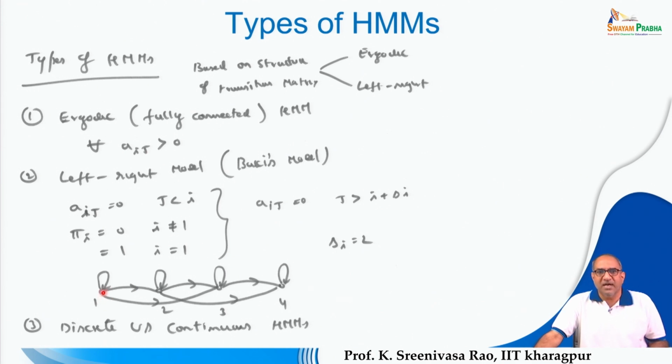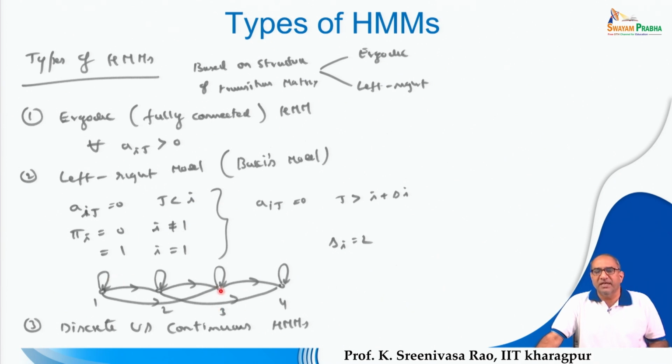Suppose we start from state 1: the system can stay in state 1, or it may go to state 2 or state 3. When you are in state 3, the system cannot move to the previous states, because in speech production the vocal tract shapes move only in the forward direction. So in the left-right model, Aij will be 0 when j is less than i, which means the reverse arcs are not present.